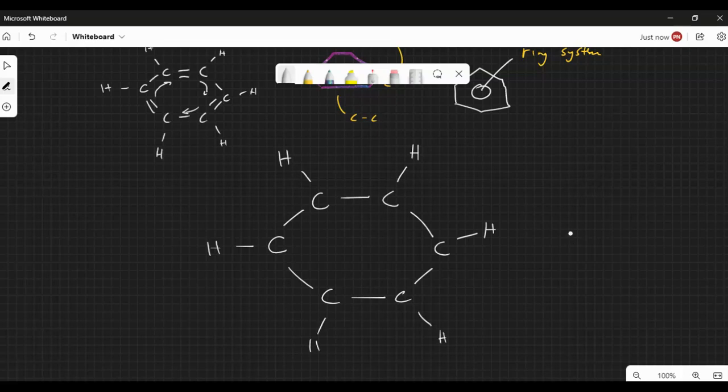Right, now the bonds in benzene are what we call sp2 hybridized. I'm not going to talk about what that means for now, but it means it has a shape of trigonal planar. In other words, it's flat and it's got three directions. So benzene is a planar molecule, and the hybridization between carbons is sp2.